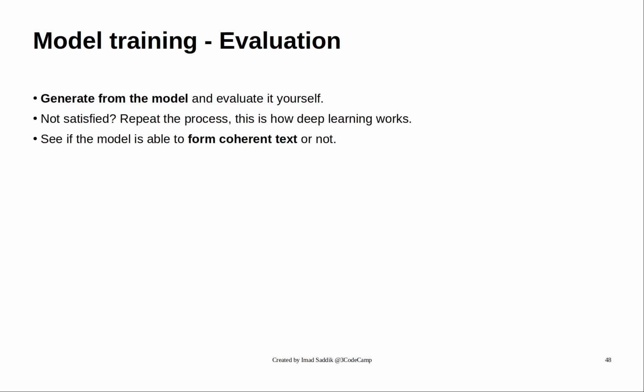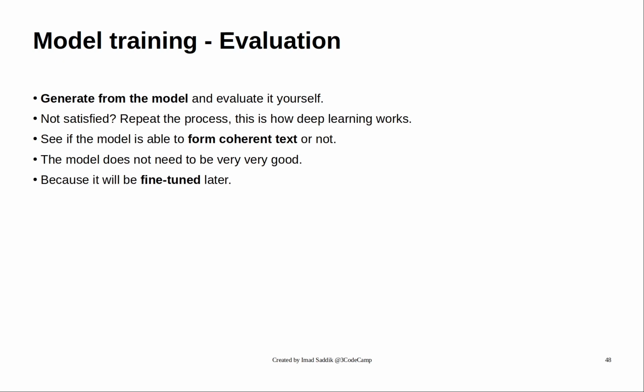During evaluation, check if the model can produce clear and meaningful text. This is the important thing. If the model can produce coherent text, then you are good to go. The model does not need to be perfect at this stage because this is just the pre-training step. The goal here is to make sure the model understands the language you are training it on. Later, we will fine-tune it to make it more useful.